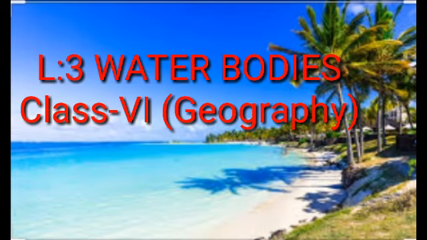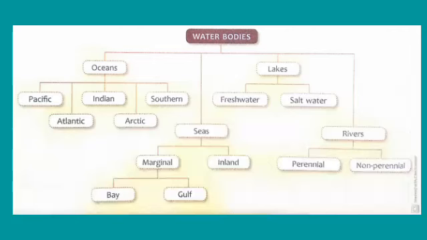Today we're going to learn lesson 3 Water Bodies, class 6 Geography. Observe the flowchart, children. In this lesson we are going to learn about oceans. Under oceans we are going to discuss about Pacific, Atlantic, Indian, Arctic and Southern Oceans. And under seas we are going to learn about marginal and inland seas.